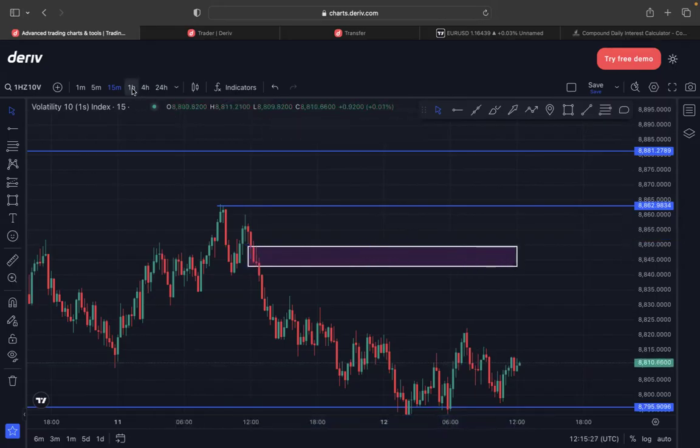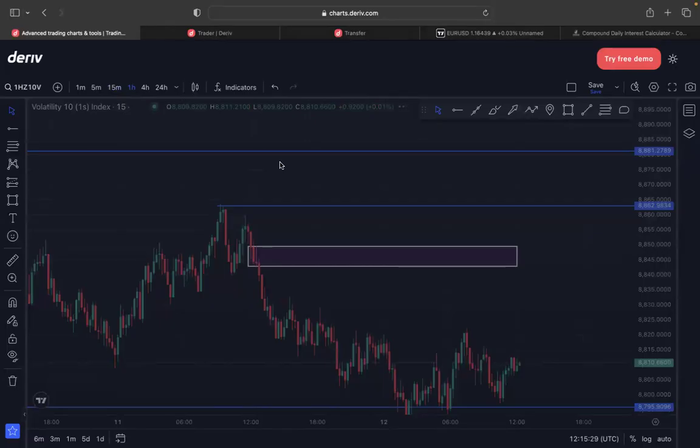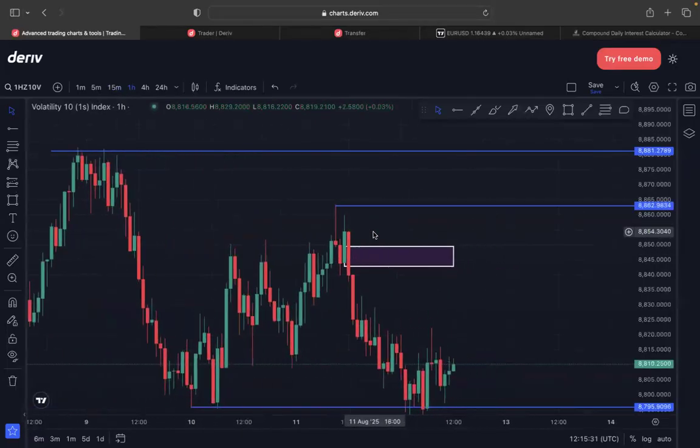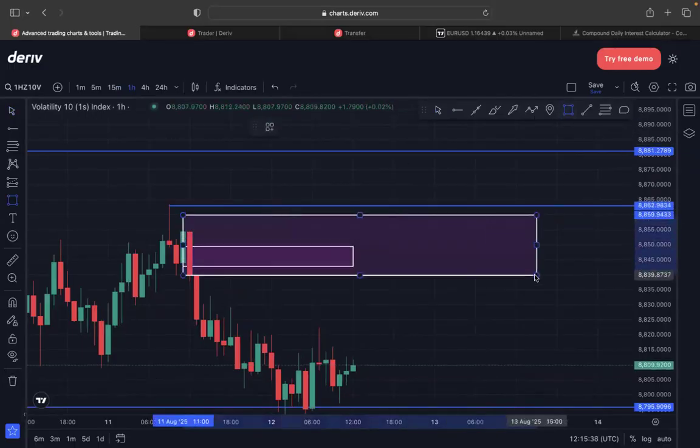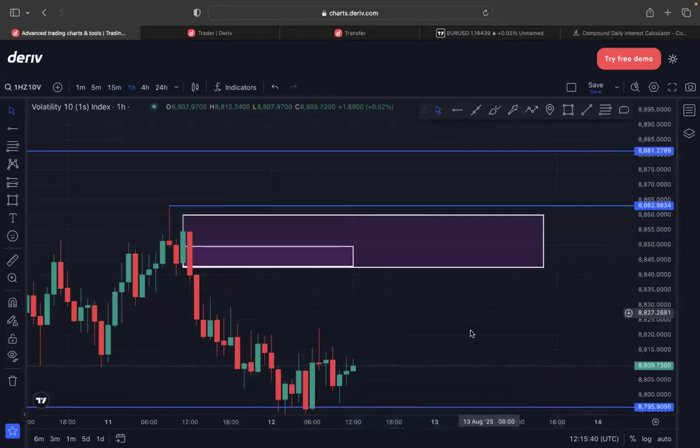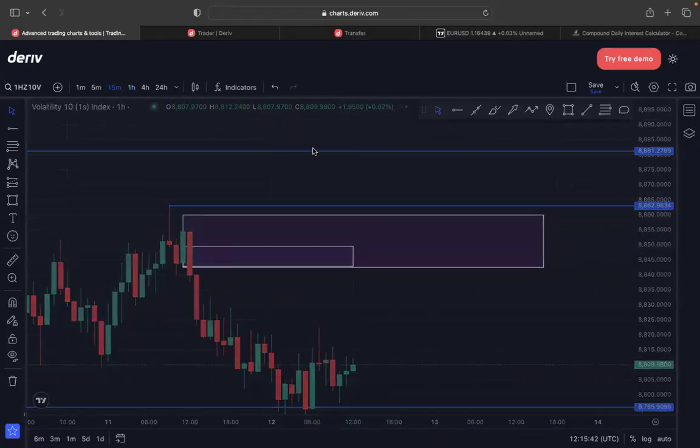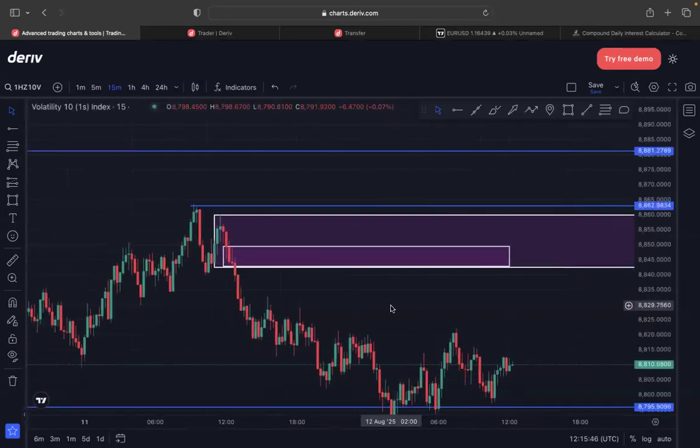Now let's see if it corresponds with our order block on the 1 hour. As you can see, it actually did correspond. So you have to make sure that it corresponds with the higher time frame order block. If it did not correspond, it is not valid.